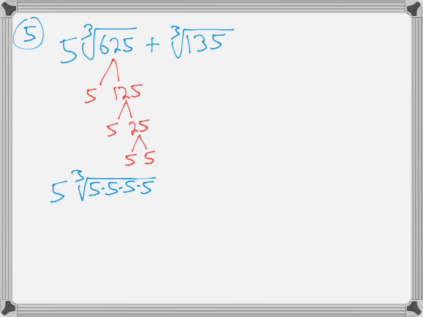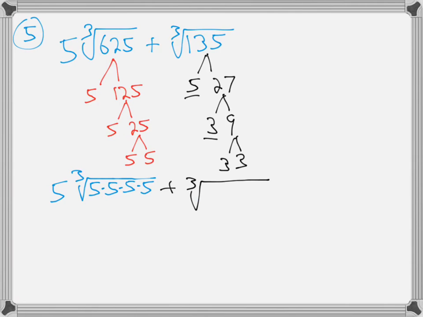5's on the inside. And then the second one, I don't know about that one, but I know 5 goes in because it ends with a 5. But how many times 5 go in? 27? 5 is done. Break down the 27. 3 times 9 and 3 times 3. So that's going to be plus cube root of 5, 3, 3, 3. So we good with the breakdown so far? Did you get that okay?